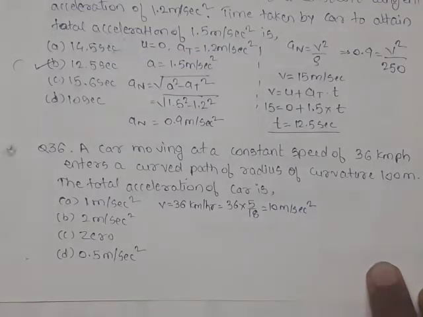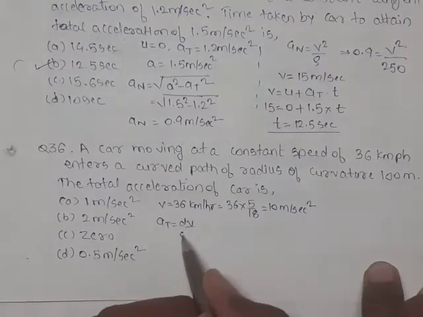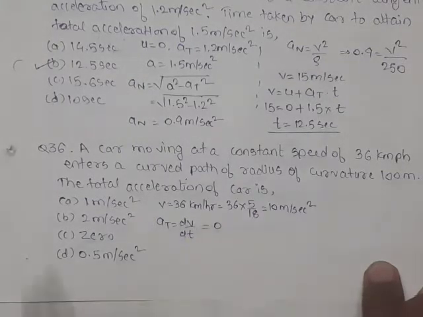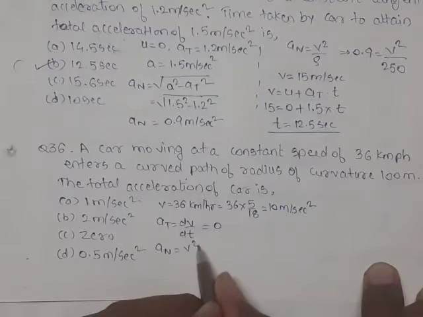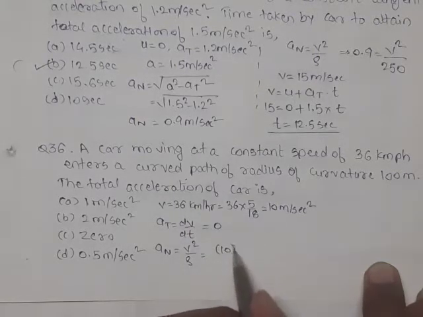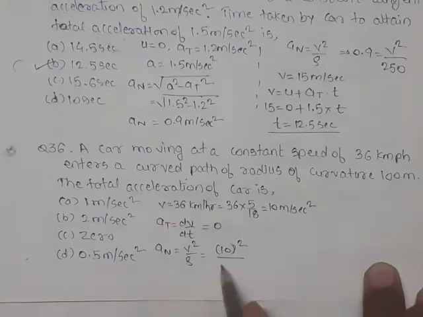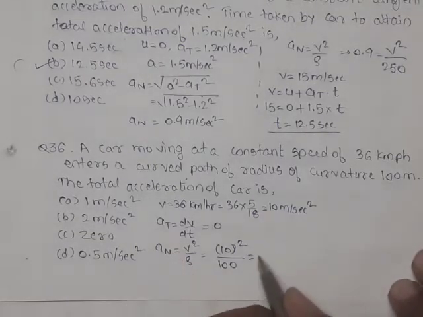So now here this velocity is going to remain constant. So if we take a_t, which is equal to dv by dt, since velocity is going to remain constant, the tangential component of acceleration will become equal to 0. Now we will find the normal component of acceleration, which is equal to v square by rho. V square is 10 square, which we have calculated, and rho, the radius of curvature, is 100. From here we get the value of a_n, and a_n comes to be 1 meter per second square.